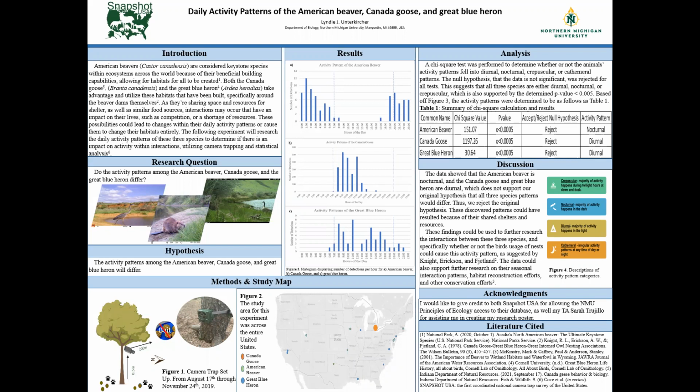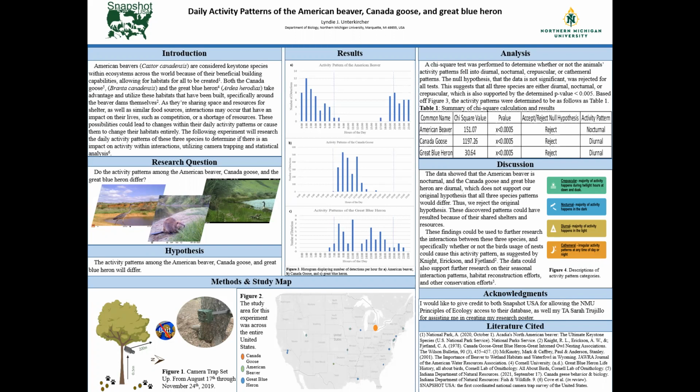heron, so I could learn more about how different wildlife species interact with one another and avoid each other across the United States. I selected these species for my project because of the beaver's production of habitable nests for both the heron and goose. With the species sharing a space and similar food sources, there is room to question whether or not the species interact based on their daily activity pattern.